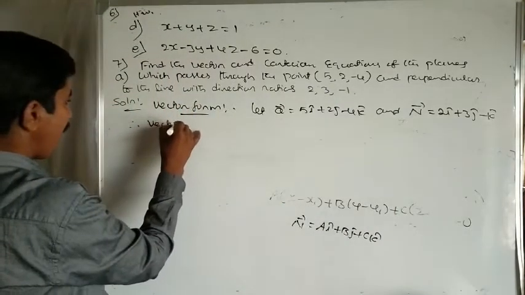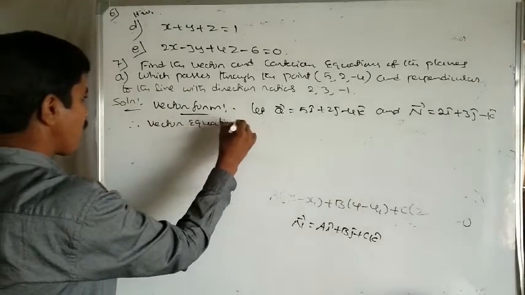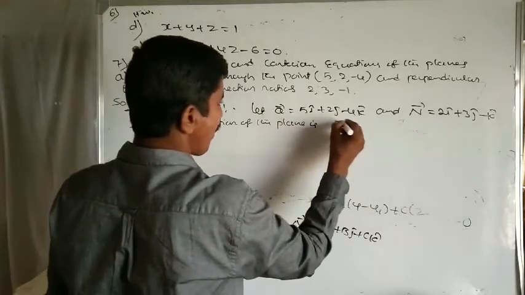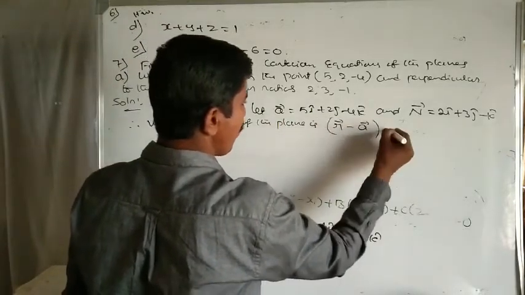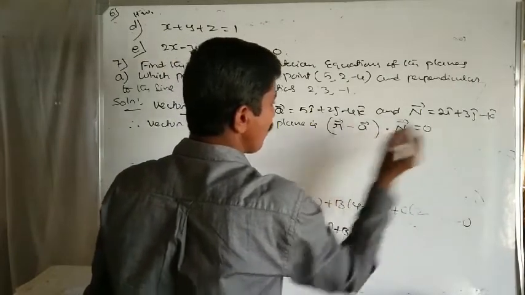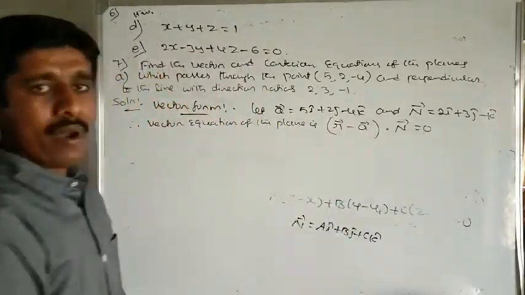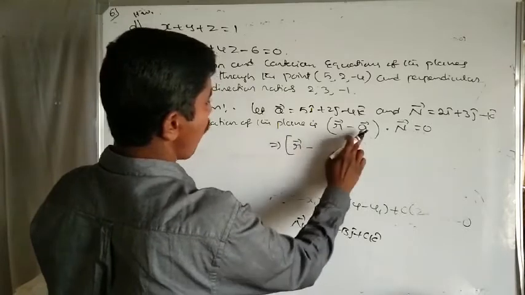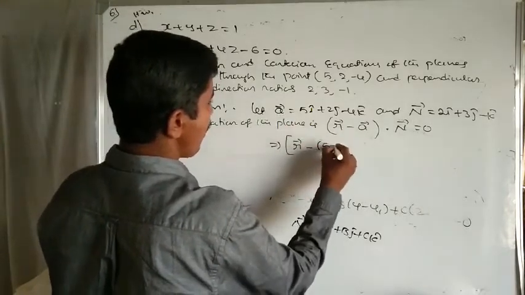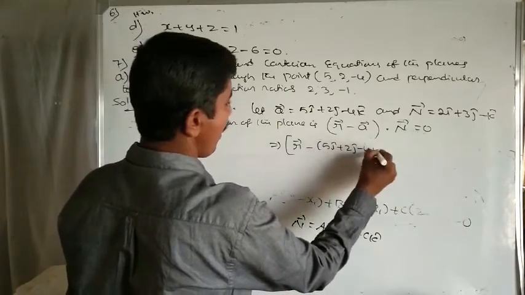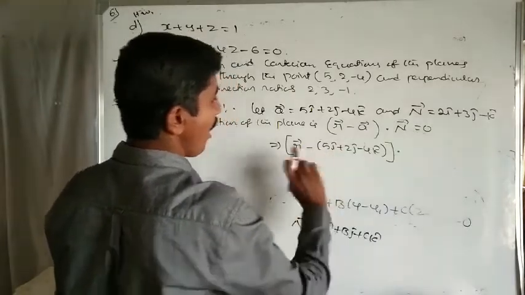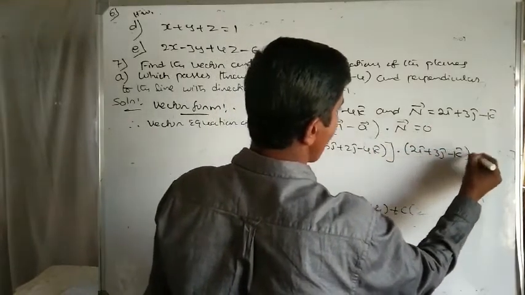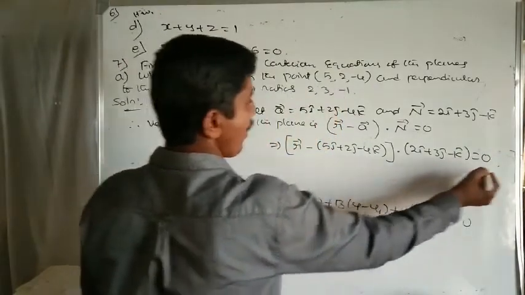Therefore, the vector equation of the plane is given by vector r minus vector a dot vector n is equal to 0. Vector r, take it as it is, minus vector a, which is 5i plus 2j minus 4k, dot vector n, 2i plus 3j minus k, is equal to 0, which is the required vector equation.